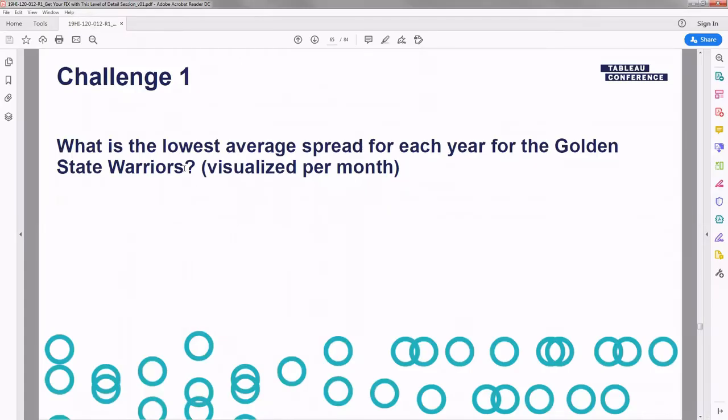Here we are exploring what is the lowest average spread for each year for the Golden State Warriors. So Golden State Warriors is a certain team, and for that particular team we are interested in knowing, across the years, what is my lowest spread in a particular year. Let me quickly show the visualization so you'll understand it a little better.